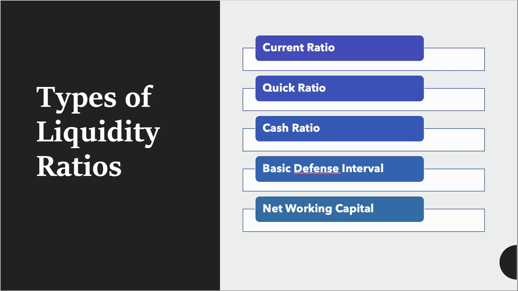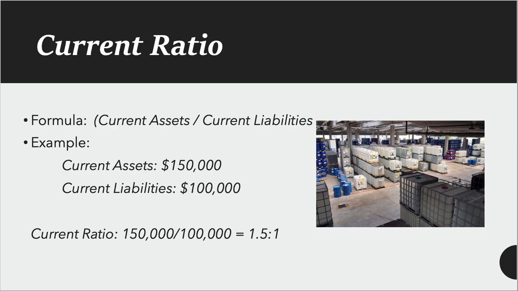Let's have a look into various types of liquidity ratios: current ratio, quick ratio, cash ratio, basic defense interval ratio, and net working capital. Let's start with current ratio. The current ratio is one of the best known measures of short term solvency. It is the most common measure of short term liquidity.